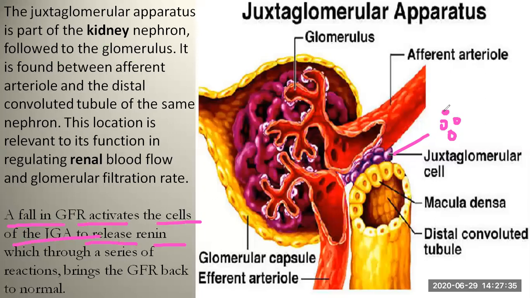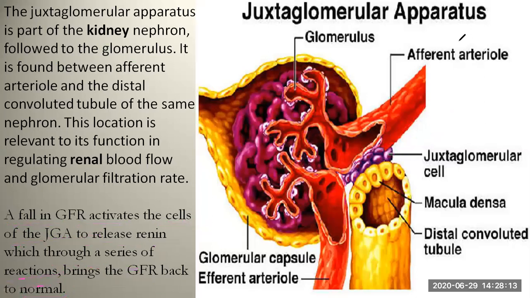Renin is secreted by the juxtaglomerular apparatus, by which a series of reactions occurs and brings the GFR back to normal. That means if the glomerular filtration rate falls, at that time the JGA secretes renin, and renin brings the GFR back to the normal position. This is the function of the JGA. So this is the story about the JGA.